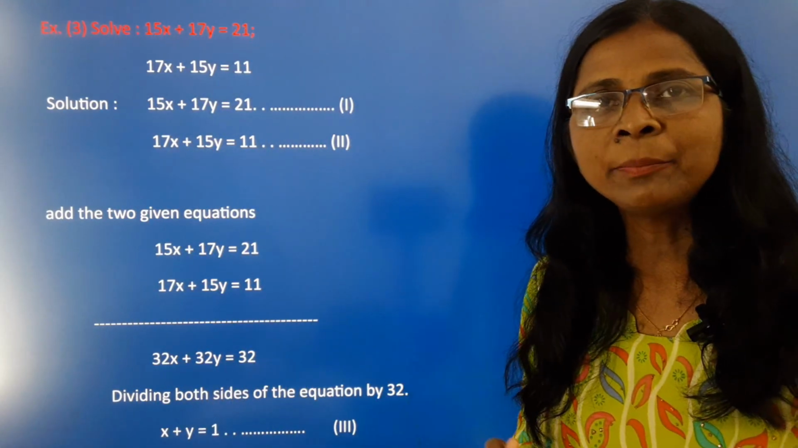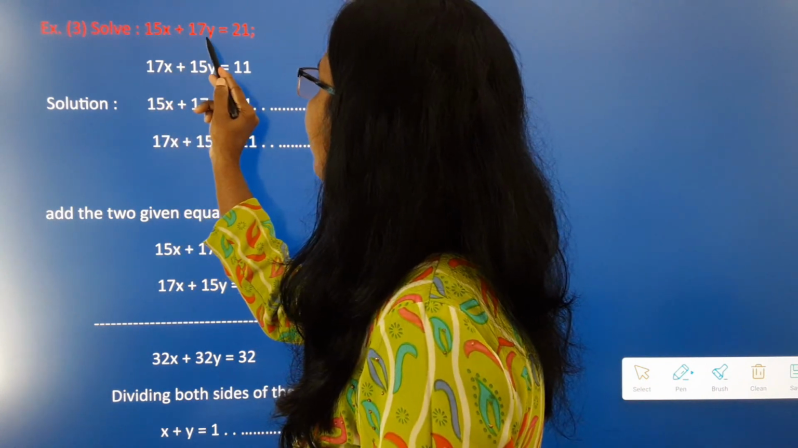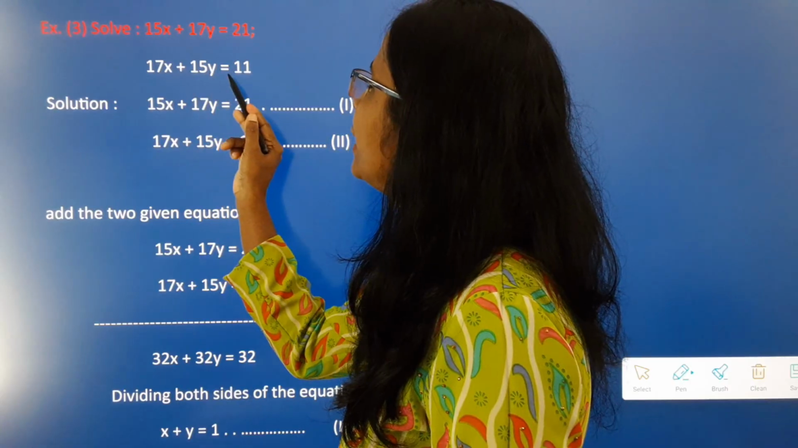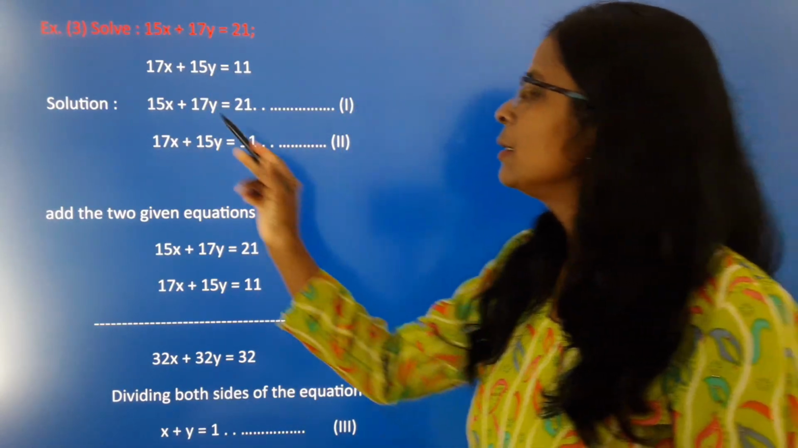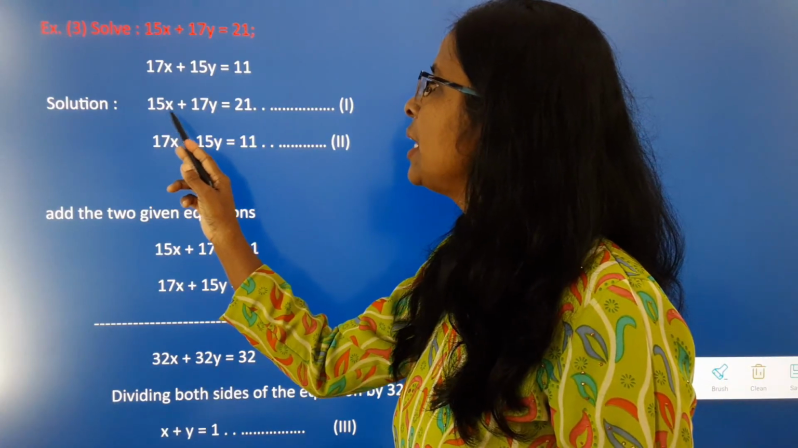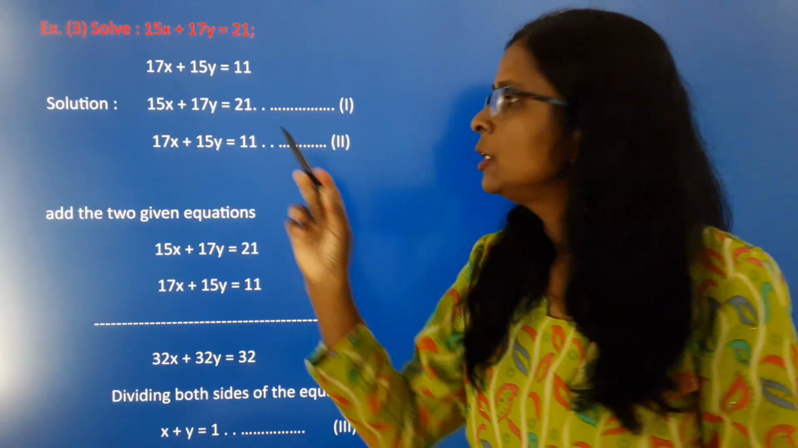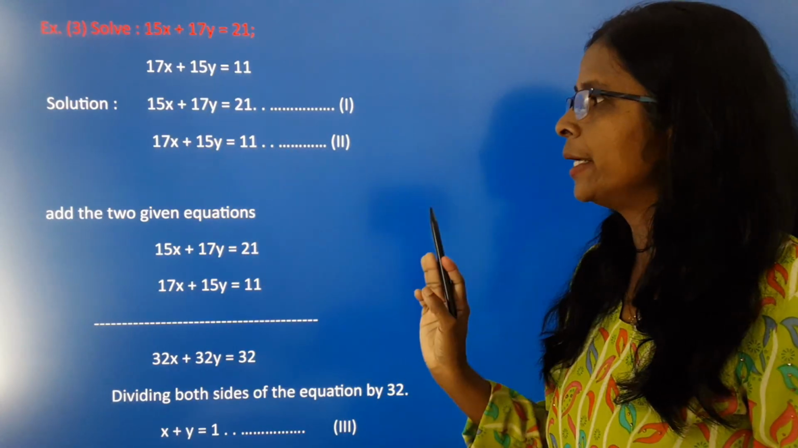See the next example, students. Solve 15x plus 17y is equal to 21, and 17x plus 15y is equal to 11. So students, first write the first equation, 15x plus 17y is equal to 21. Call it the first equation. 17x plus 15y is equal to 11. That is called the second equation.